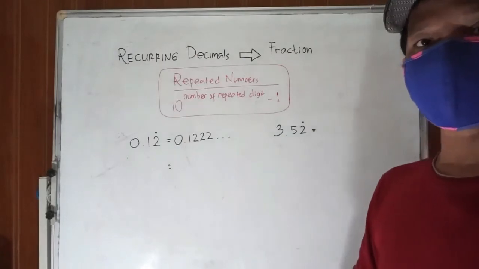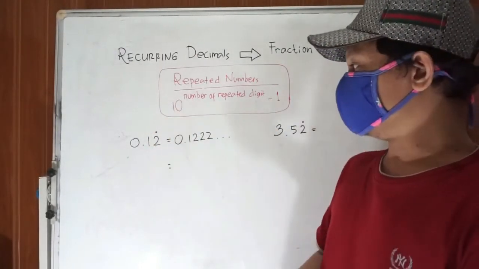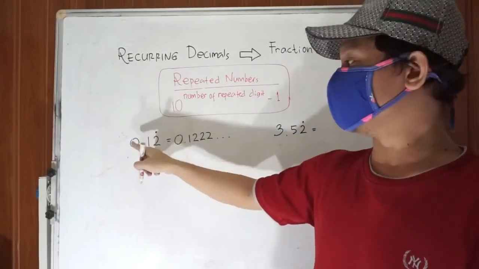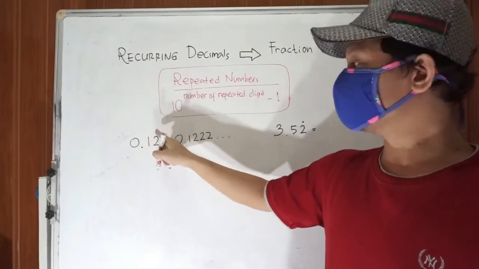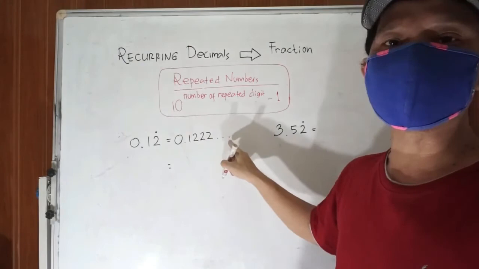Okay, students, go to the next sample. 0.12 dot, right? 0.12 dot means 0.12222 and so on, right?